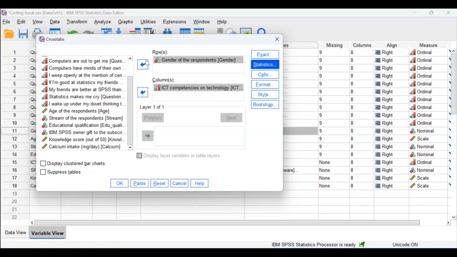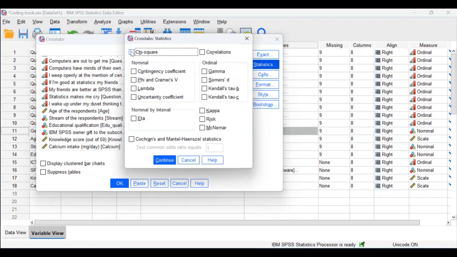So I'm just repeating again. Go to Statistics. Click on Chi-square test. Click on Phi and Cramer's V. I'm going to explain what it is at the time of explaining the interpretation of the data.